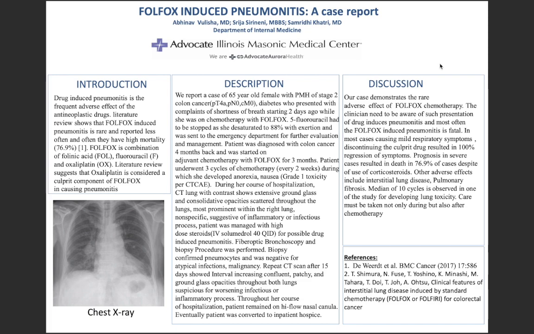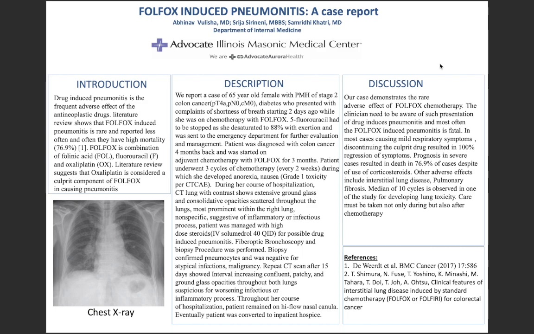We are here to present you about Folfox induced pneumonitis. Folfox is a combination of three drugs, which include folinic acid, fluorouracil, and oxaliplatin. This is most commonly used as a chemotherapy for cancer patients, and mostly in colon cancer it has been used.